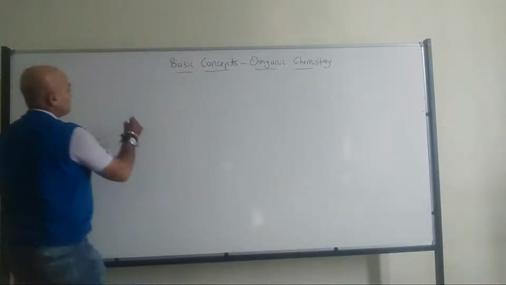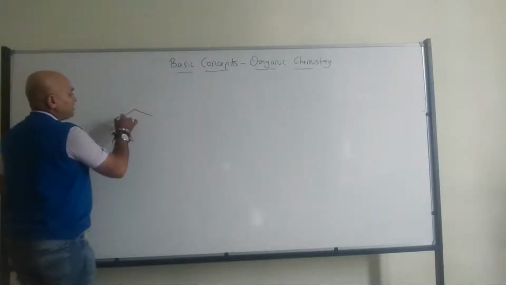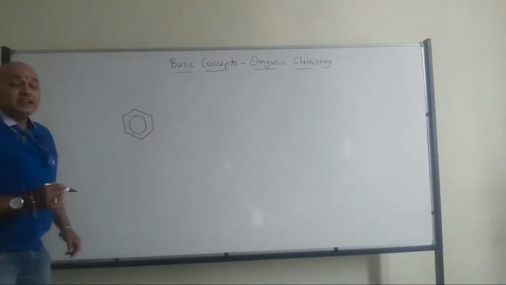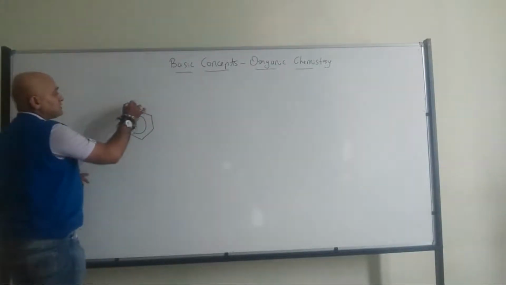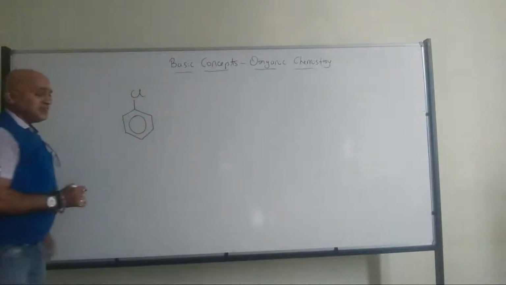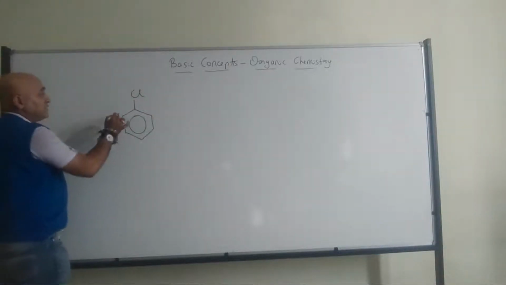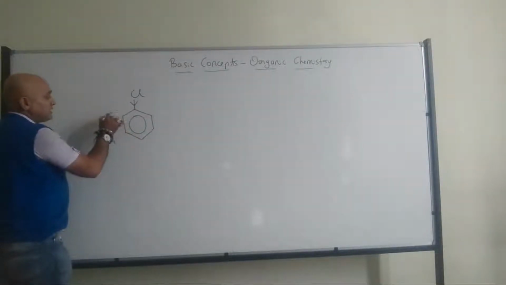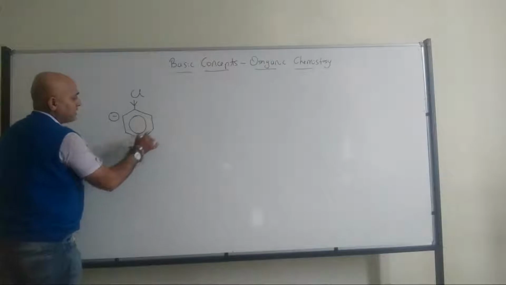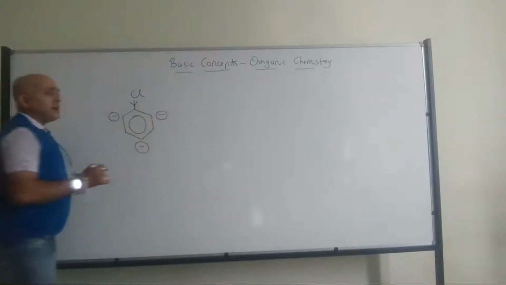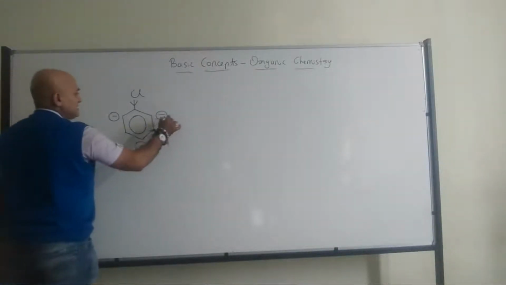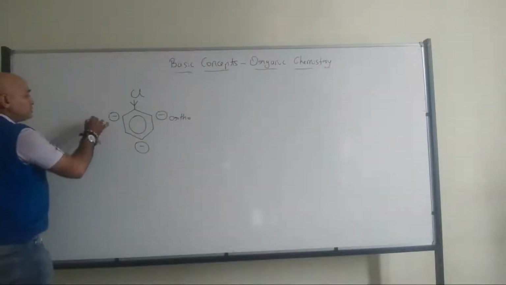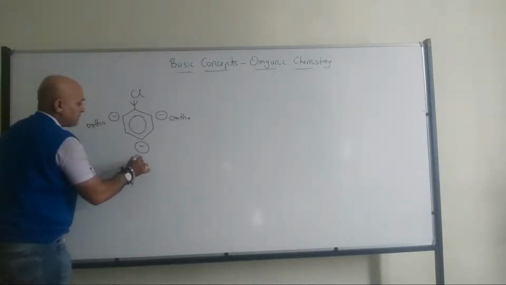Now, all of us know that when I am talking about a molecule where a substituent is an electron donating group, I will take the help of chlorobenzene. Since electrons are moving towards the ring structure, electron density will be more at the ortho and para positions. So this is the ortho position, this is also an ortho position, and this is the para position.